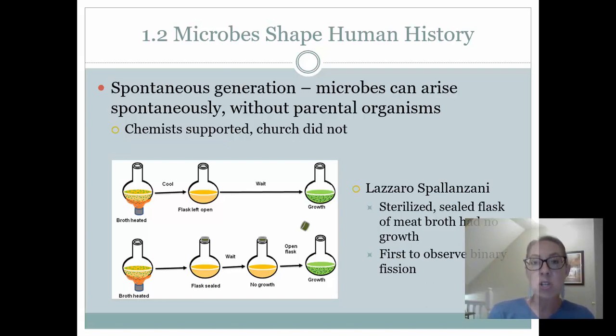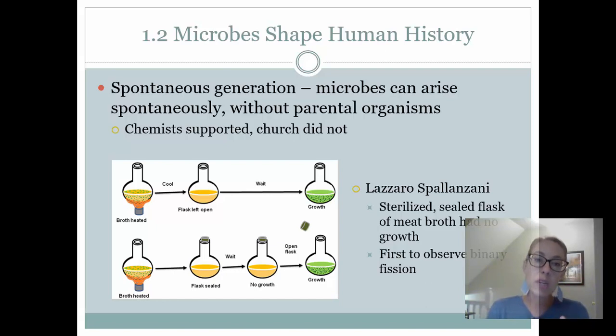So once we establish that, yes, there are indeed things that are smaller than what our naked eye can see, we begin to wonder, gosh, how do they get there? So there was a popular theory called the theory of spontaneous generation that began to make its rounds as an explanation for where these microbes were coming from. So the theory of spontaneous generation basically says that microbes are going to arise, they're going to be generated spontaneously. The conditions will be just right and they'll appear without parental organisms.